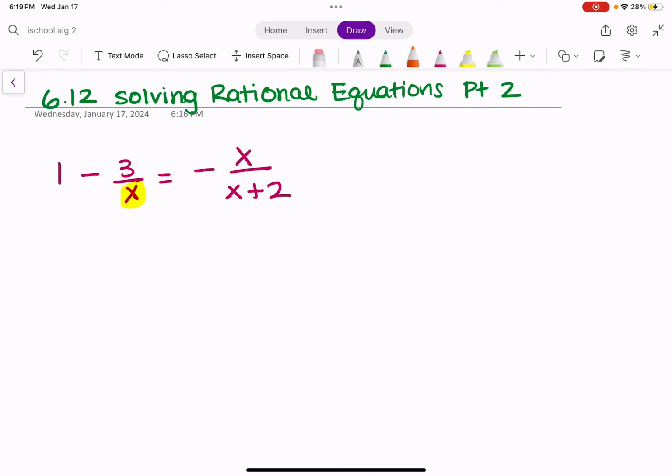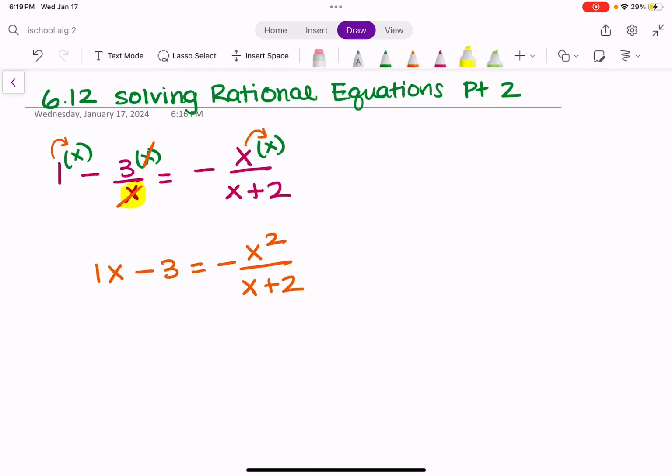So I'm going to start multiplying every term by x, right? And I'm going to simplify where I can, which is only just in the middle term. And so now I'm going to write out what I have left. And I'm going to take some shortcuts now that we're more familiar, right? We multiply these. So 1 times x is 1x, and then minus 3 equals negative x squared over x plus 2. If you notice, I still have a denominator.